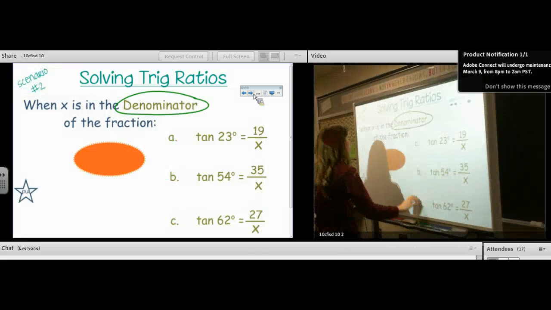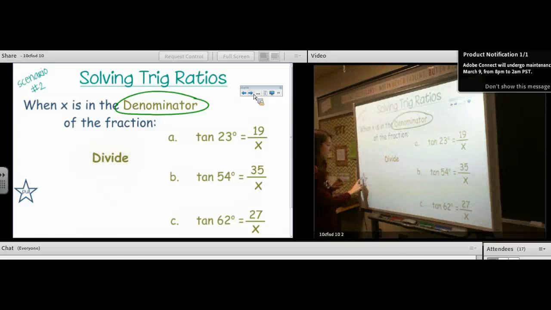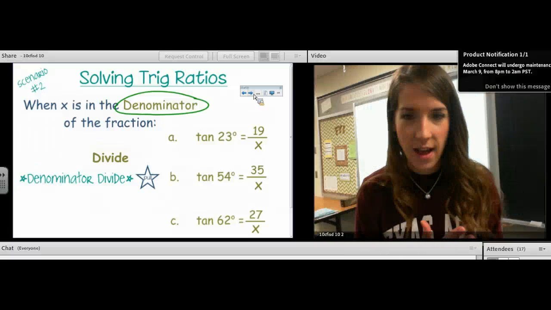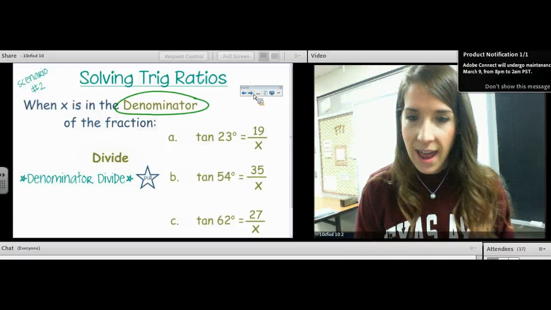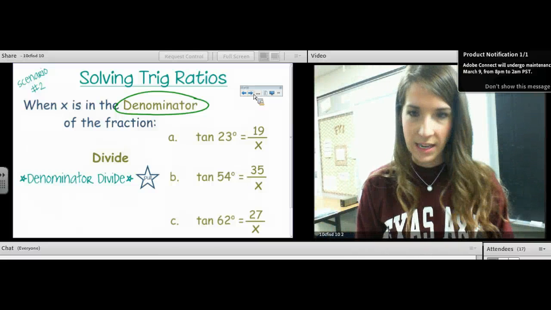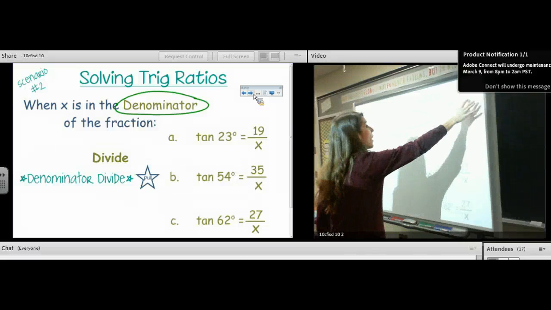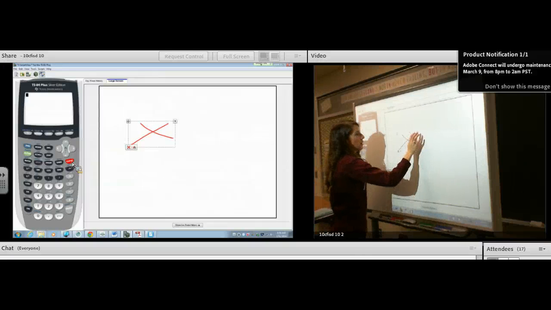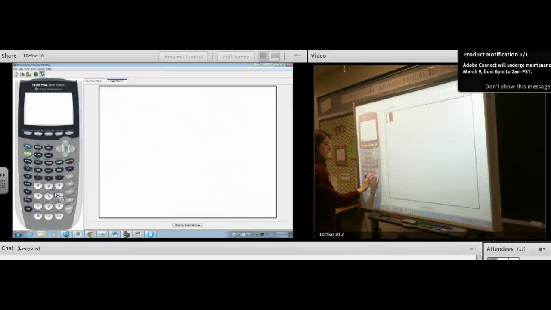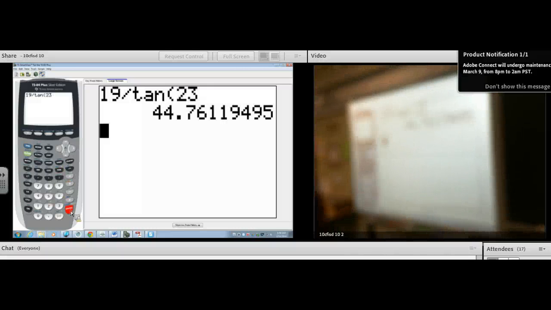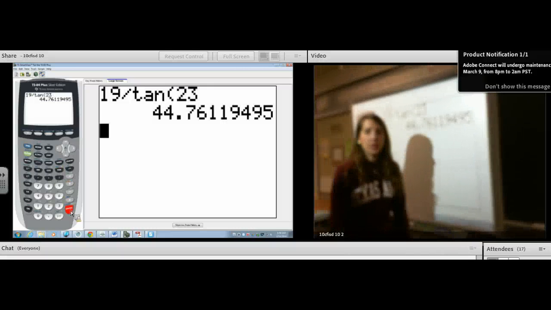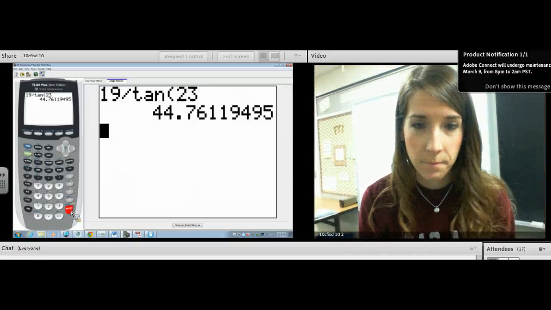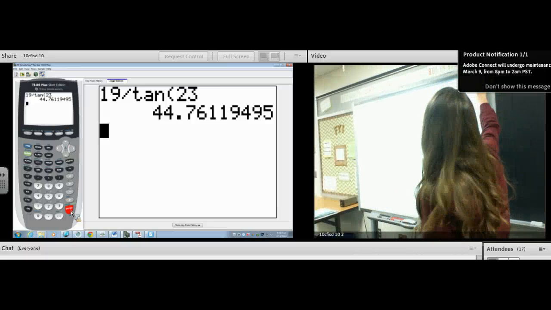We already talked about this. When x is in the denominator, you're going to divide. Get it? Denominator, divide. It's like an alliteration. So on A, you're going to do 19 divided by tan 23. And this time, you have to put the 19 first. 19 divided by tan 23. So you're going to put the trig function second, and I recommend you put it second whether you're multiplying or dividing. So 44.8.